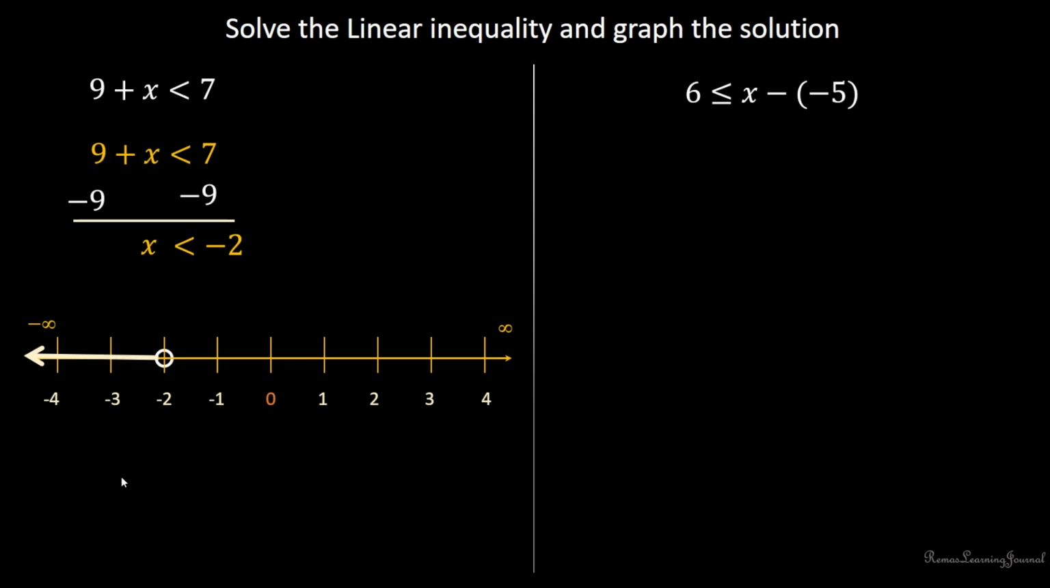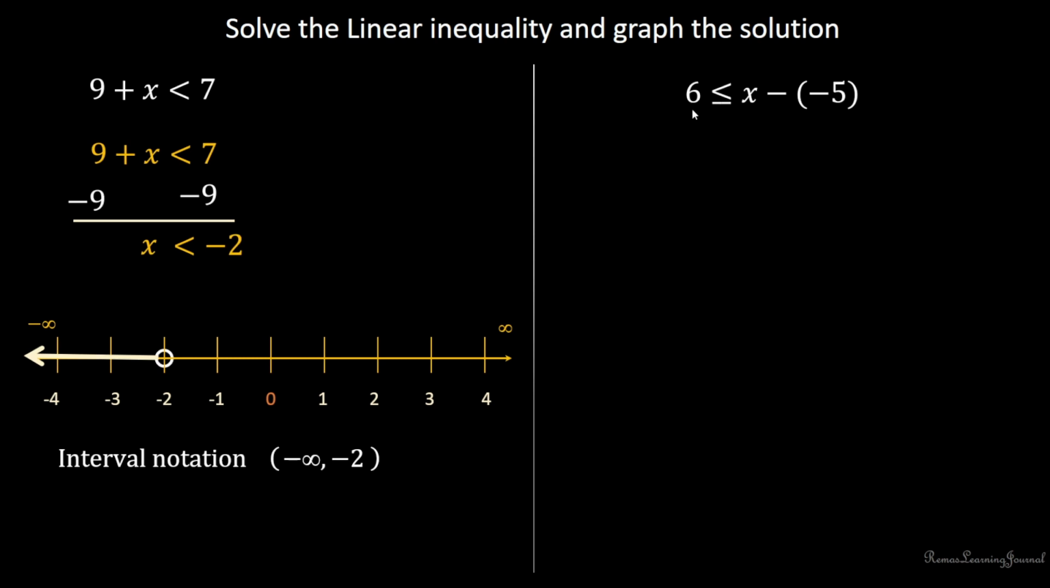Now let's see how to write the solution in interval notation. For that, we have to write the endpoints minus infinity and minus 2. Now let's put the parentheses around it to indicate that minus infinity and minus 2 are not included in the solution.